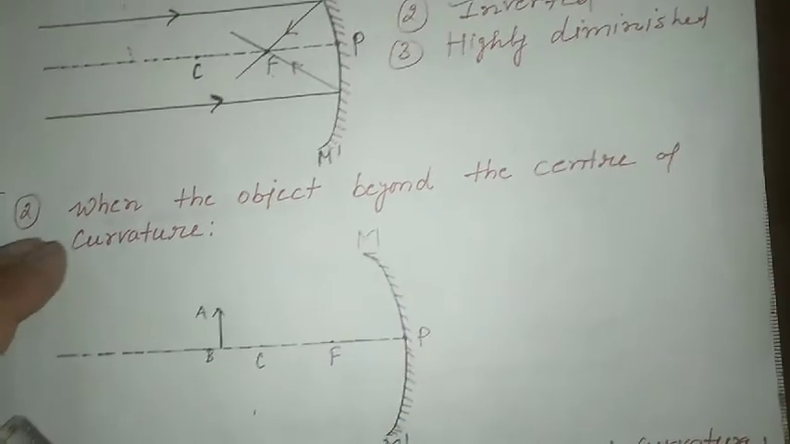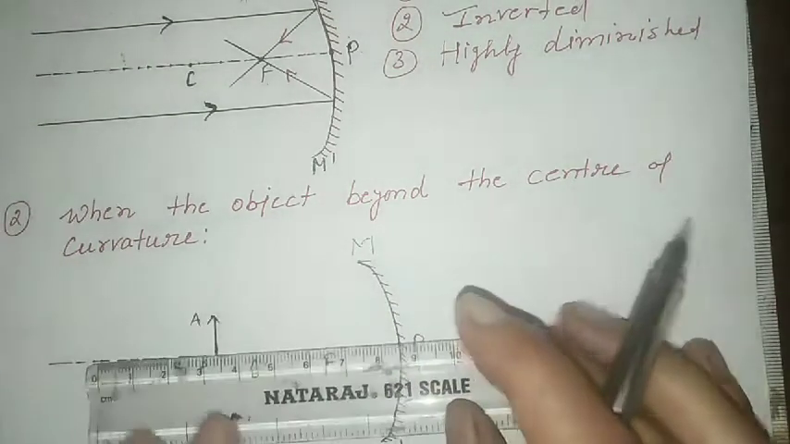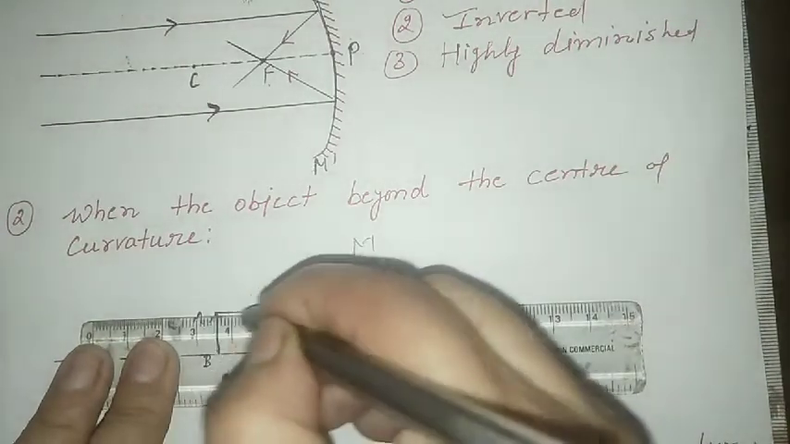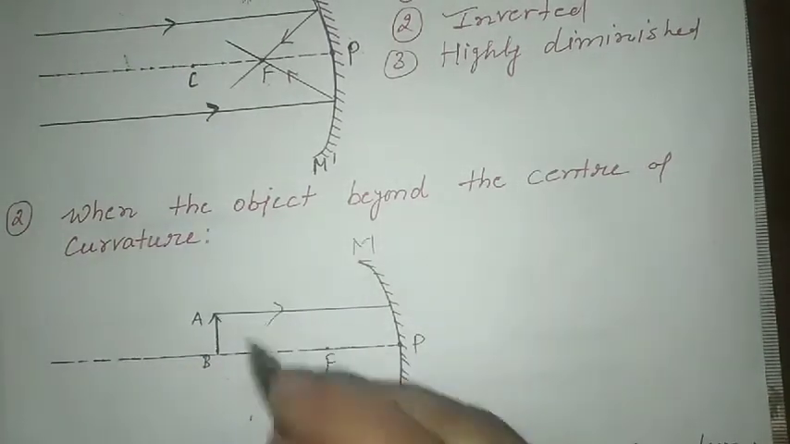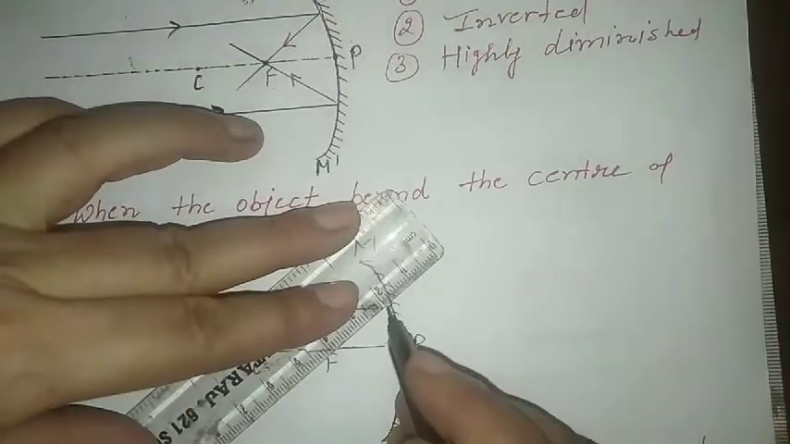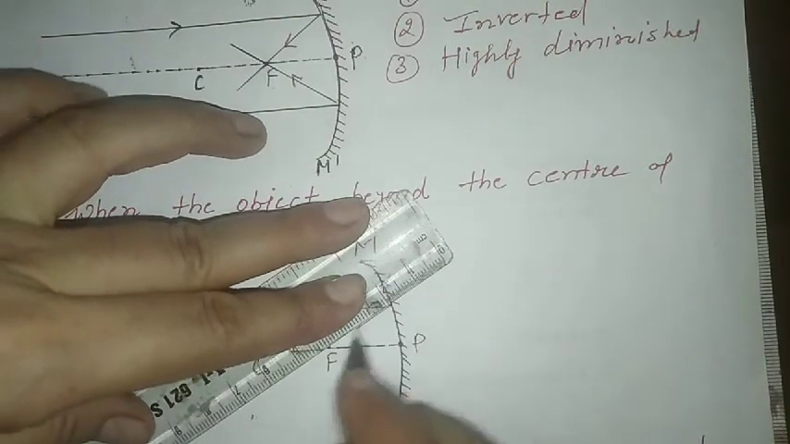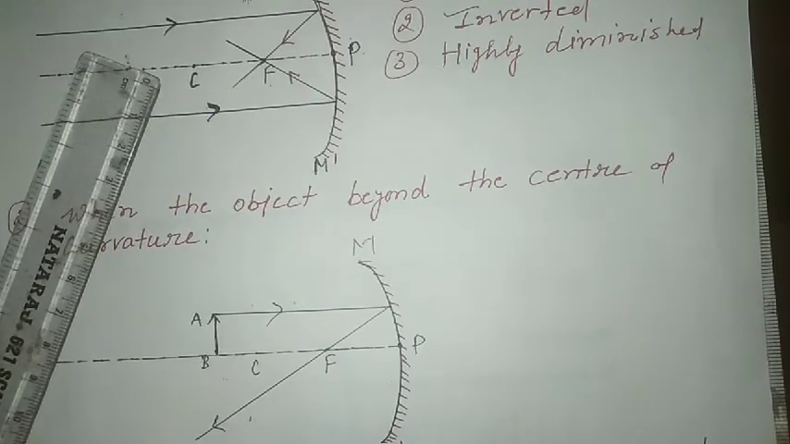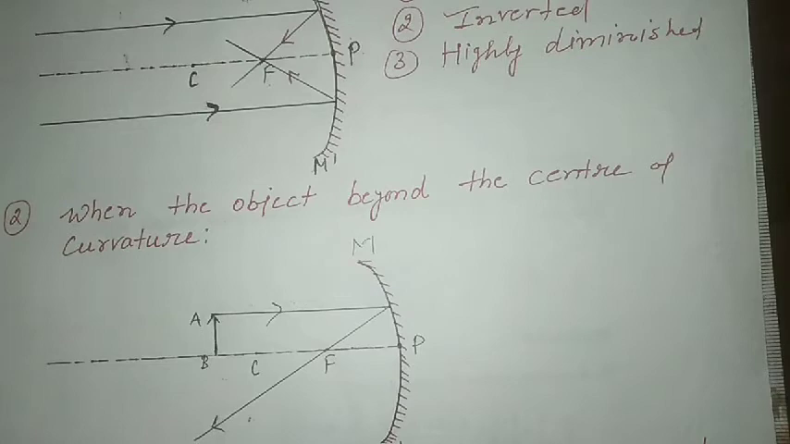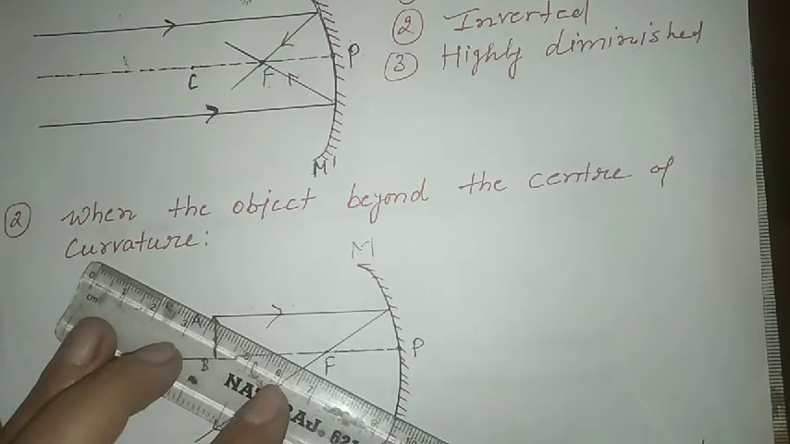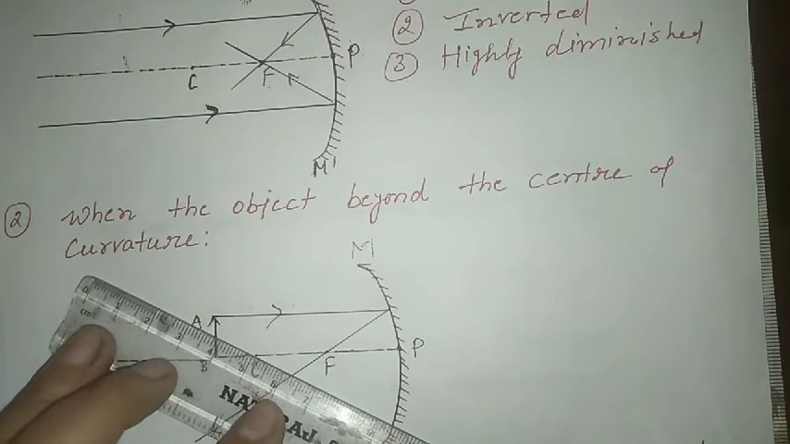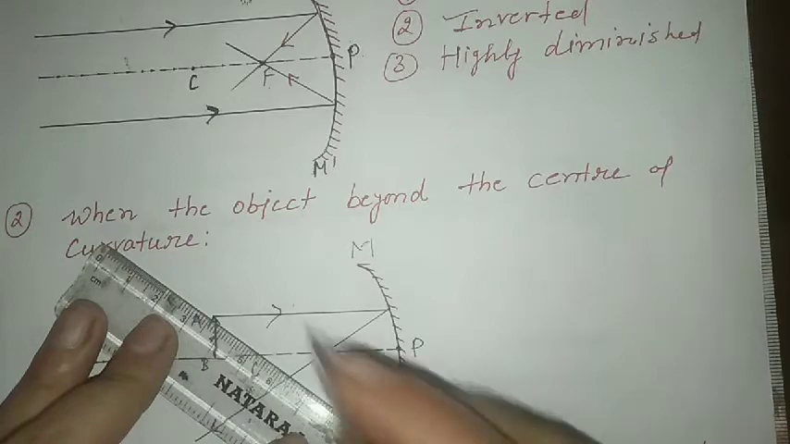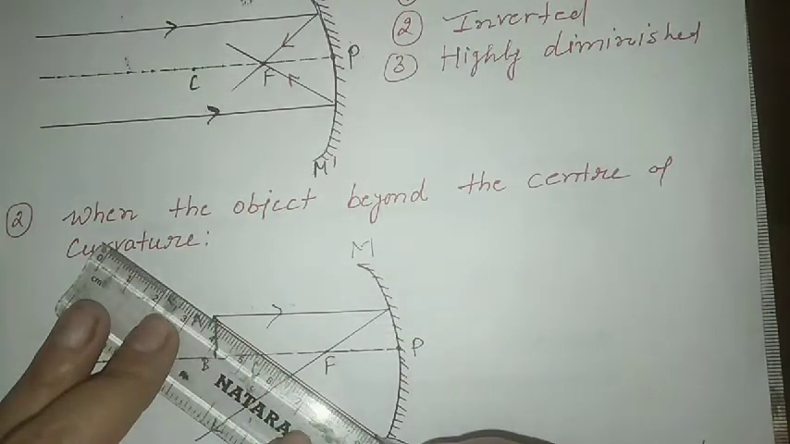So at least 2 rays are required. So one ray, suppose it will pass through the head and it will be parallel to the principal axis like this. So we know that it will pass through the focus. Pass through the focus, and the second ray will pass through the center of curvature. This will pass from here, the center of curvature. The center of curvature. It will pass.